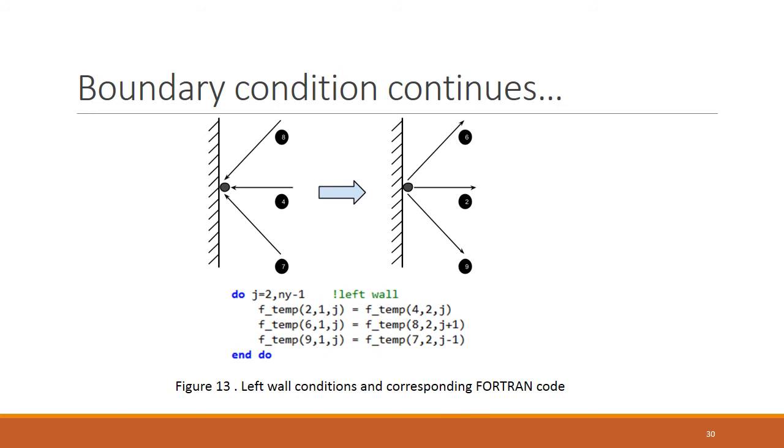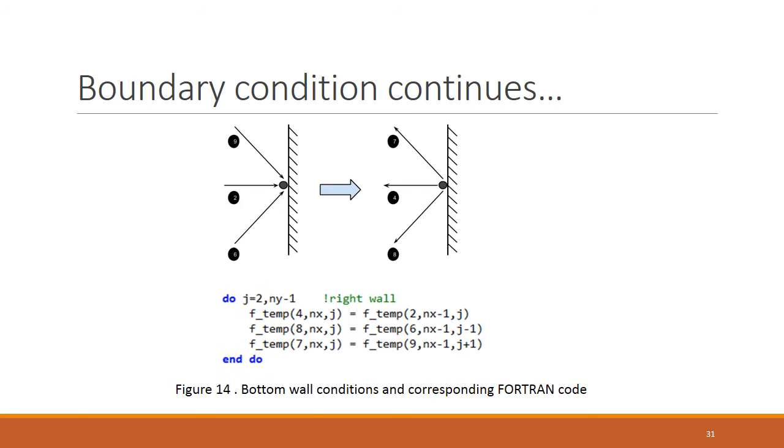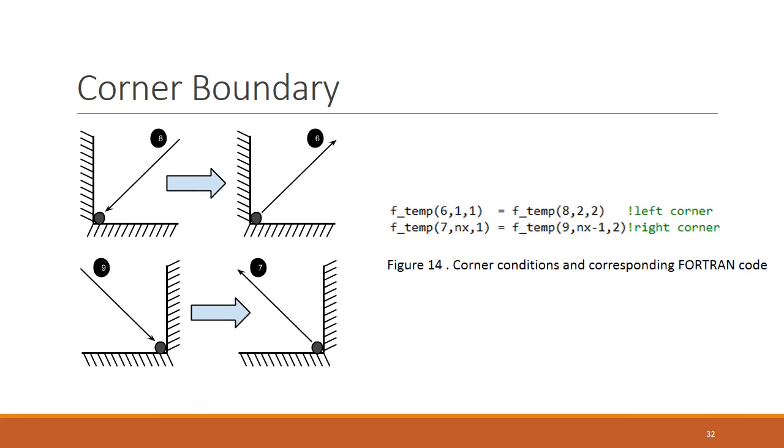The next one is the left wall. If you look at 4 hitting the wall, 2 is coming back. That's what it says in the code. Everything is pretty straightforward, and the right wall says the same. And now we have a corner boundary. If you have a perpendicular corner, in that corner 8 is going to hit and 6 is going to come back. That's what it says in the code as well. F 6 1 1: because 1, 1 is the very first corner, x is equal to 1, y is equal to 1, then it's going to return back at 8.